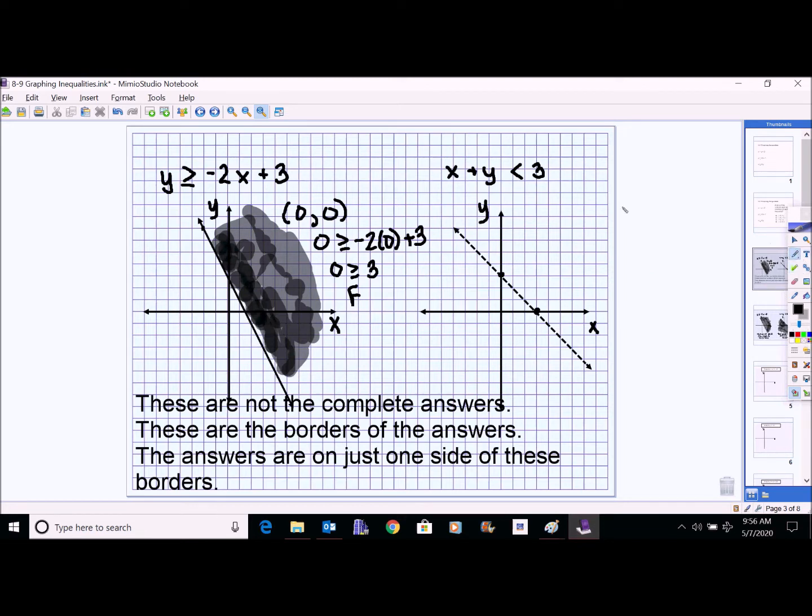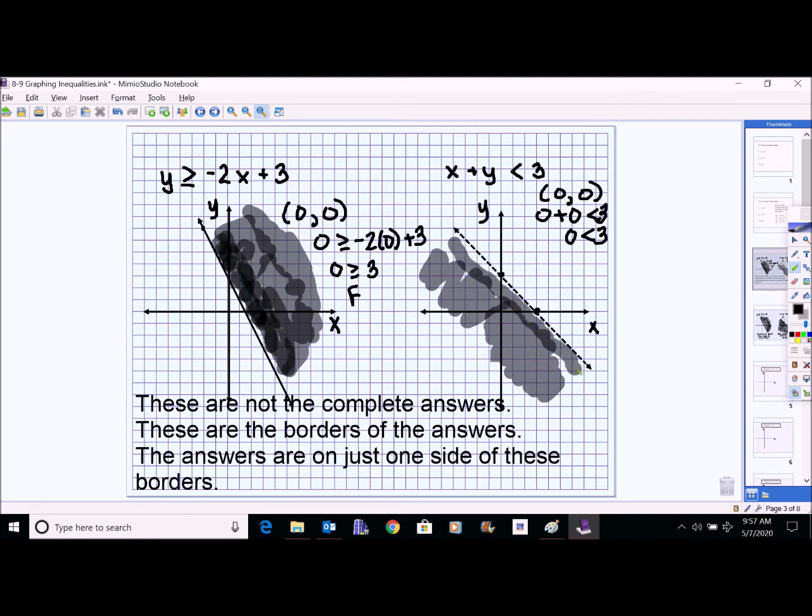This other one, if we want to test the ordered pair 0, 0, where x is 0 and y is 0, you have 0 plus 0 is less than 3. And that's actually true. 0 is less than 3. So what you do in that case is you go to where 0, 0 is, and you understand that all of the solutions are on the same side of the border where 0, 0 lives. So all of the solutions are over here.